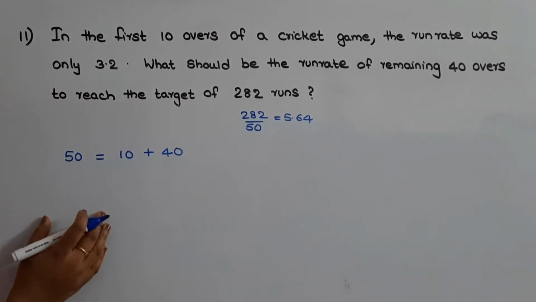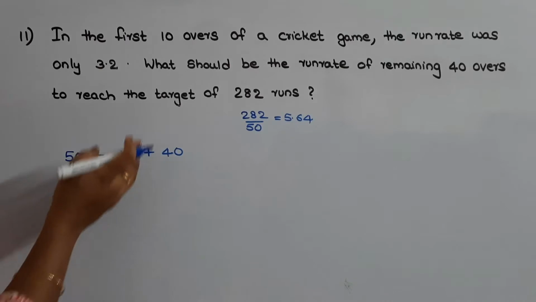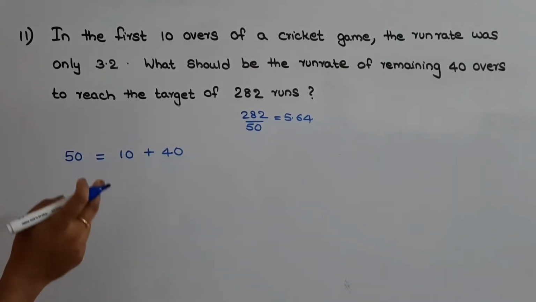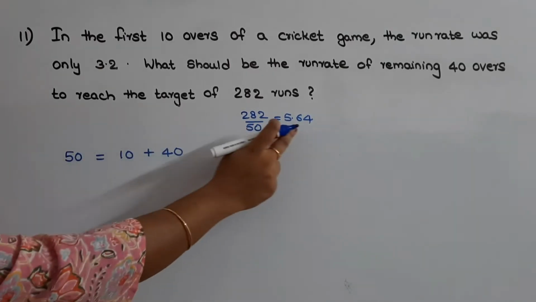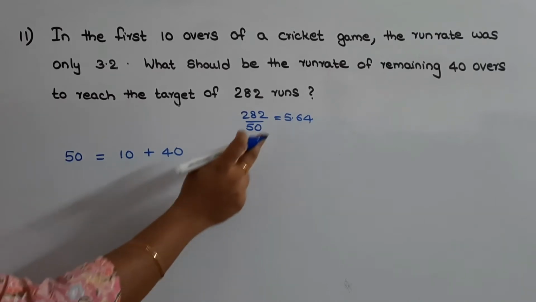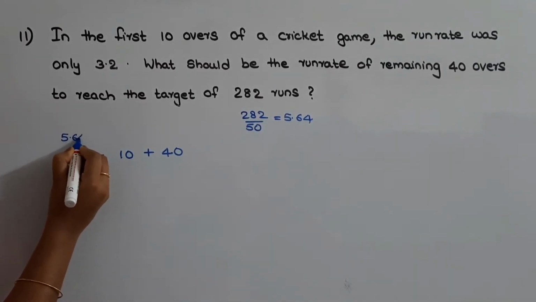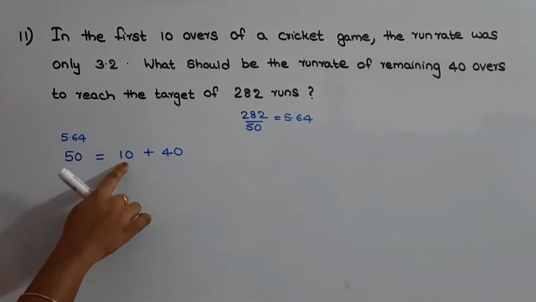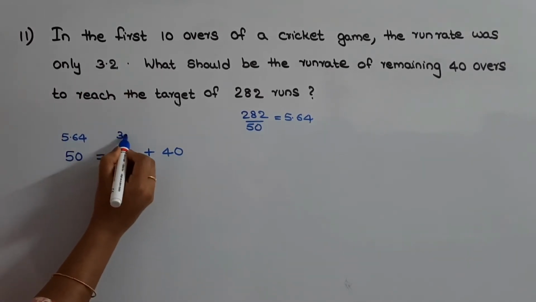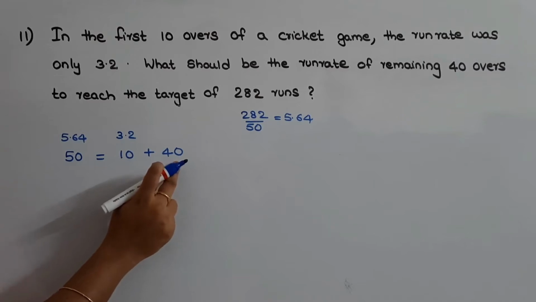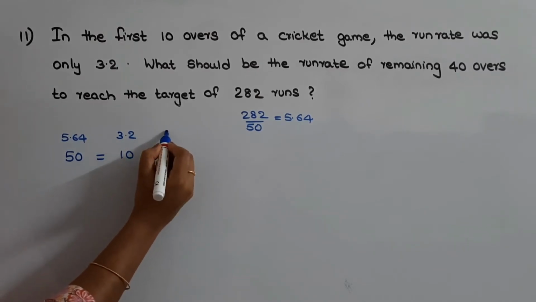Now let us write down the given run rates above this number of hours. The run rate of 50 hours we found as 5.64, so let us write down this 5.64 above this 50. Now the run rate of 10 hours is given as 3.2. We need to find out the run rate of 40 hours, so above this 40, let us write x.